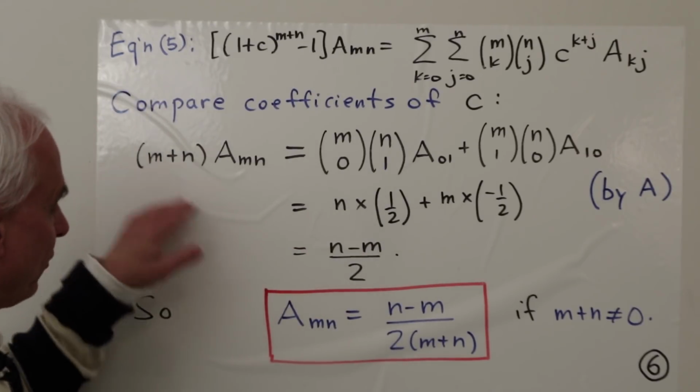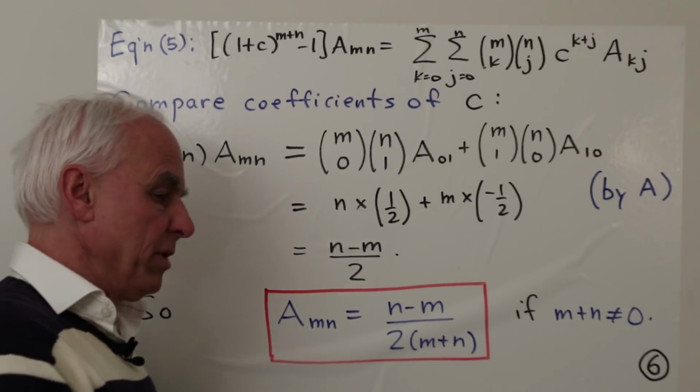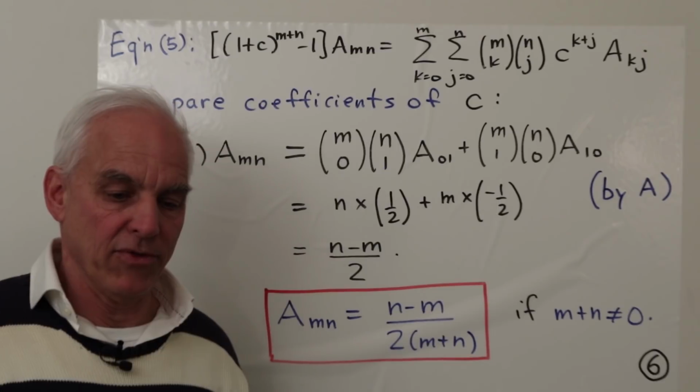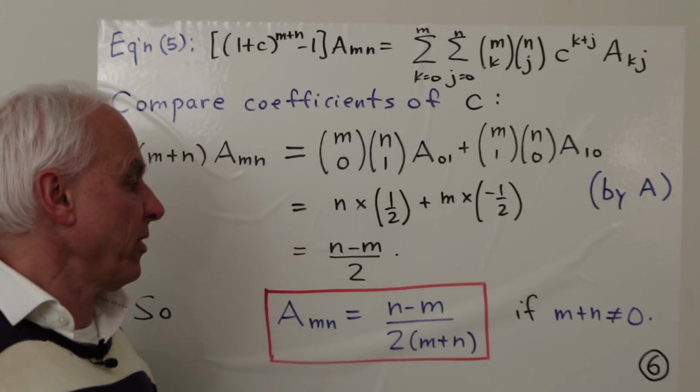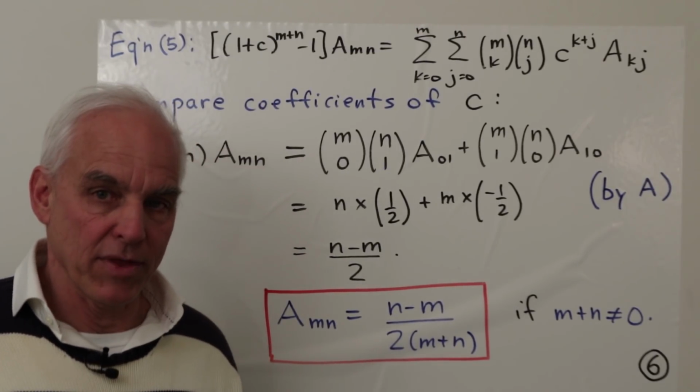And of course, in order to do this division, we need m plus n to be non-zero. So the case m equals n equals 0 is separate, and it's easy to check that you're going to get 0 in that case.